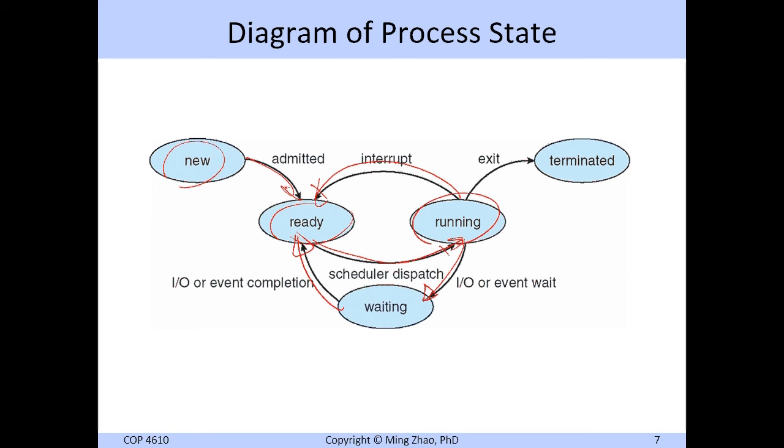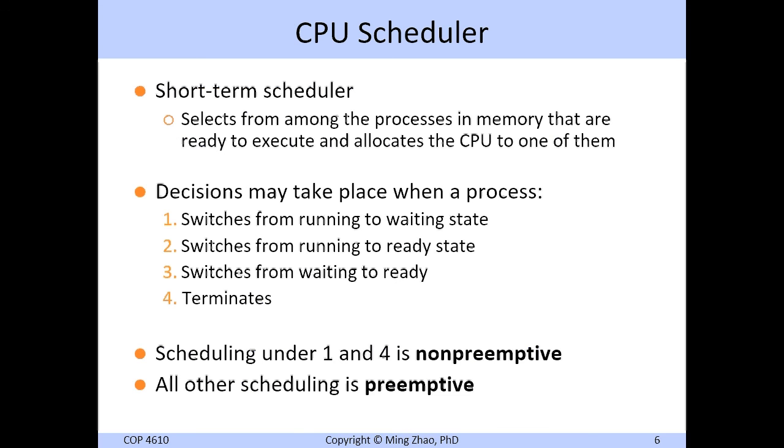Finally, when the process finishes its entire execution, it will exit, and it's changed to the finished state, the terminated state. We have also learned that this exit happens when the process makes the exit system call. Now we have reviewed this state diagram. Now we'll come back to the previous slide. Let me explain when decisions can be made by a CPU scheduler.